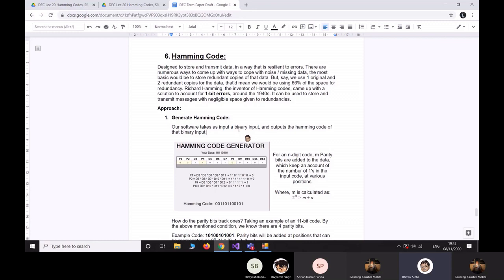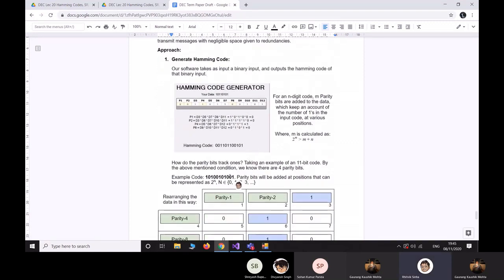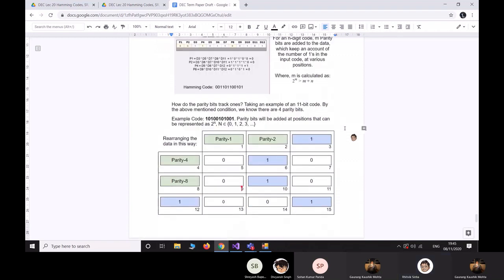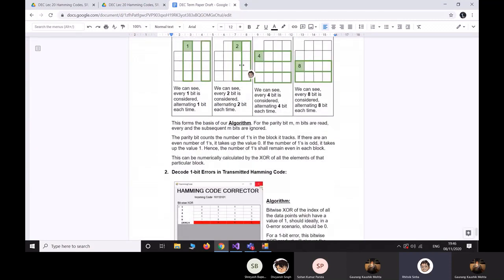For generation of Hamming code, we depend on parity bits to keep track of the data that is being input into our system. For an n-digit code, m parity bits are added to the data, which keep account of the number of ones in the input code at various positions. For example, if we consider 11-bit data, there will be four parity bits, which is again determined by this formula. And these four parity bits will keep track of the number of ones at various positions in various blocks.